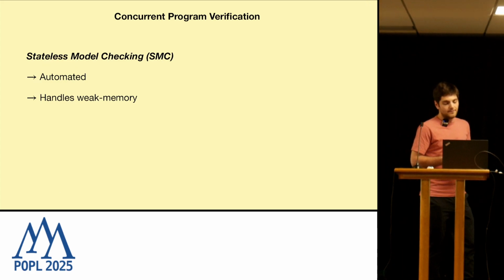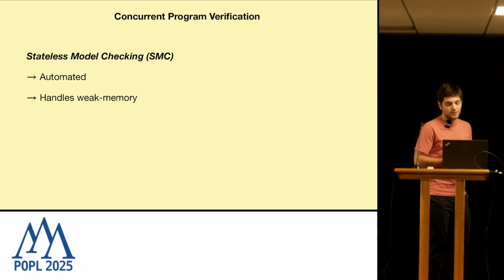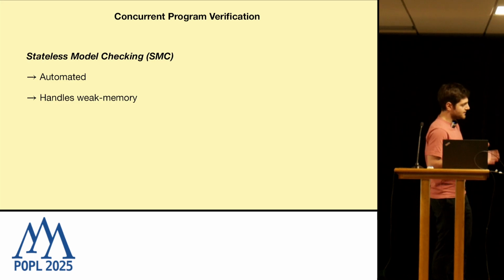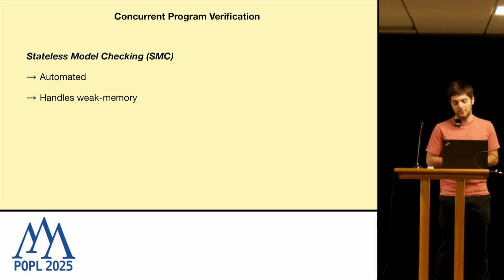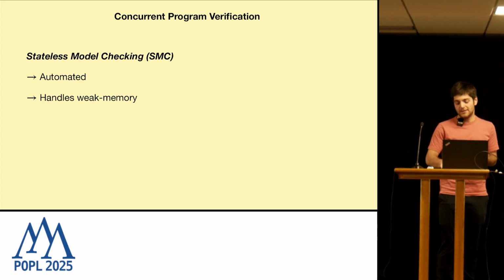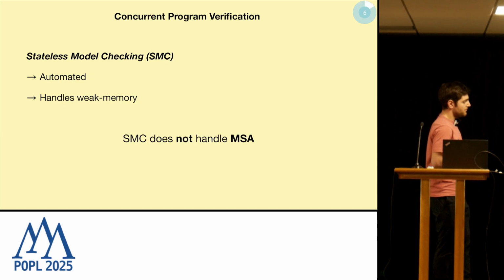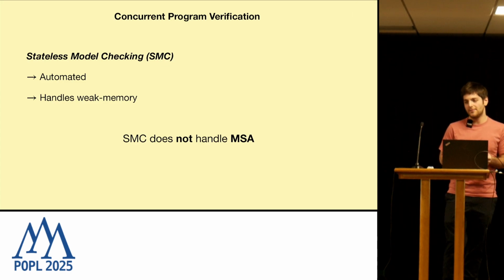To verify concurrent programs in general, one such technique would be stateless model checking. It's good because it handles concurrency, it is automated, and it also handles weak memory behaviors. But unfortunately, you cannot use it right now to verify a program such as the previous one because it cannot handle mixed-size accesses.